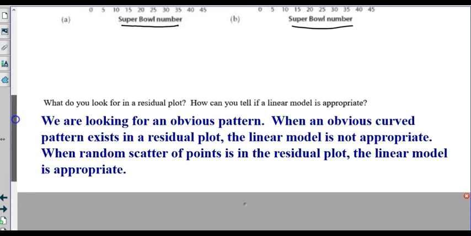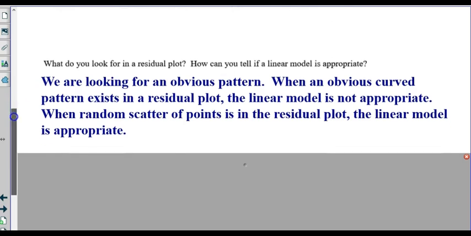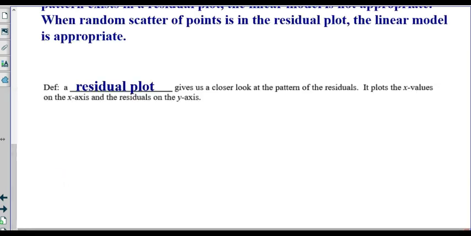So, I'll hit pause. Here's a little bit to write down. Definition: a residual plot, which is what we just saw in the upper right, gives us a closer look at the pattern of the residuals. It plots the x values on the x-axis and the residuals on the y. So the x doesn't change. Whatever the scatter plot was, x stays the same. The y, instead of being the y data, is now going to be the residuals.